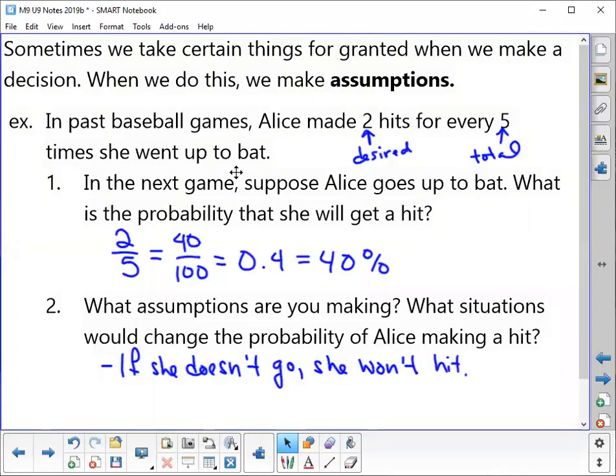All right. So sometimes we take certain things for granted when we make decisions, and these are assumptions. So in past baseball games, Alice made 2 hits for every 5 times she went up to bat. 2 desired outcomes, the hits, for every 5 times total that she went up to bat. So in the next game, suppose Alice goes up to bat. What is the probability that she will get a hit? Well, 2 is the desired outcome divided by 5, which is the total times.